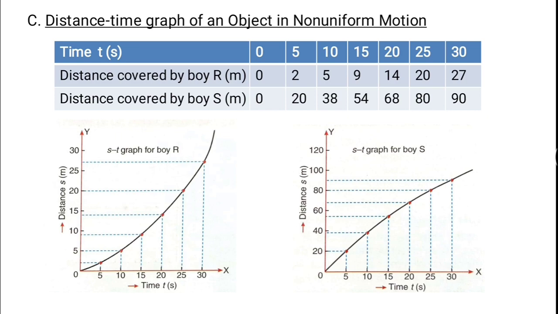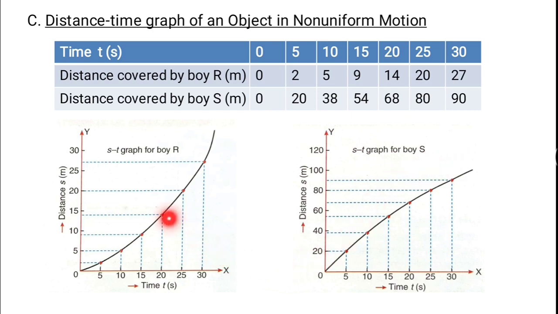While when you see the distance time graph for the boy S, you observe that again the graph is not a straight line, it is a curved line, and in this case the distance covered by boy S continuously goes on decreasing in successive interval of 5 seconds. So we can say that the speed of boy S is continuously decreasing.